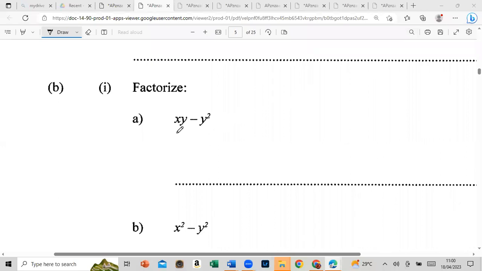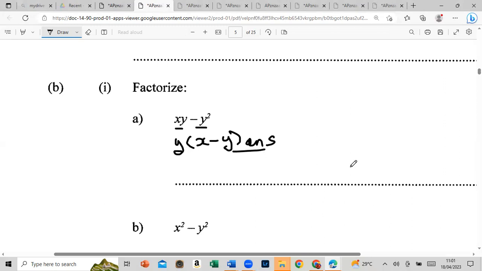Alright, this one says factorize xy minus y squared. So factorize means we're going to take out what's common. If you look closely, we can see that y is common here and y is common here. This is y to the 1 and y squared. So we take out the highest common factor, which would be y itself. Now we divide y into xy. That leaves x. And then we have minus y. And that would be our answer.